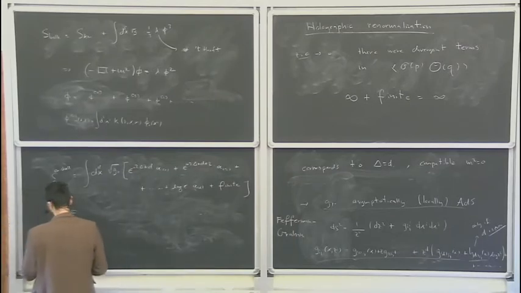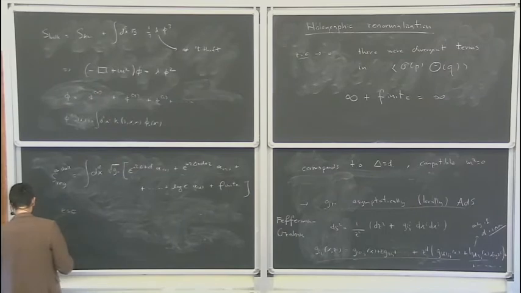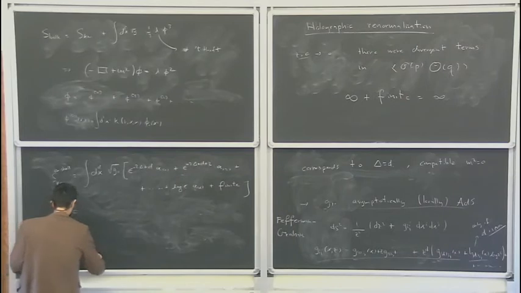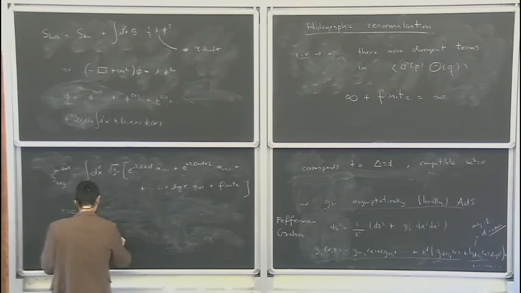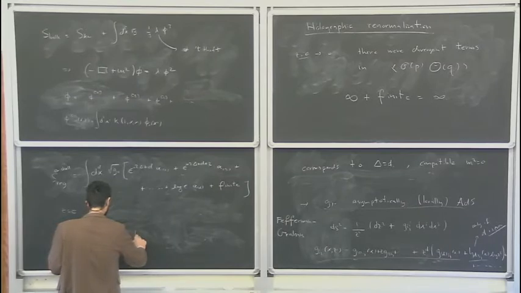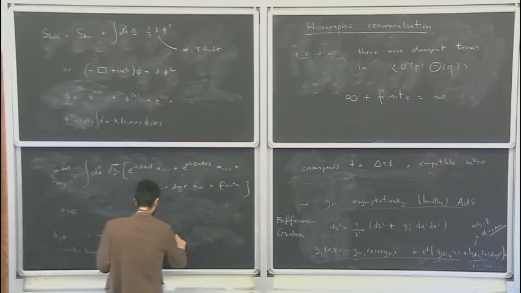Something that you add to your initial expression to remove the divergent terms. So the counter term action, CT stands for counter term, is simply defined as the minus divergent part of S regulated.